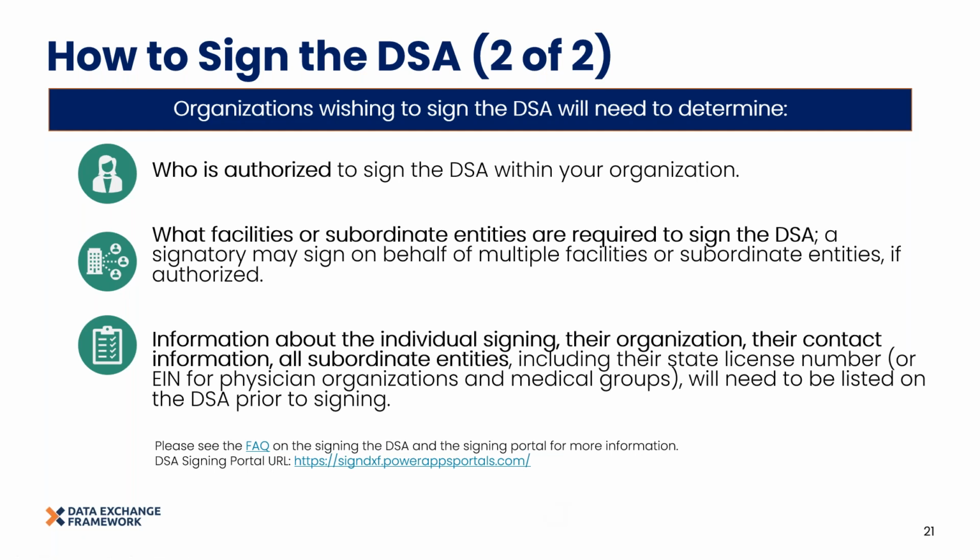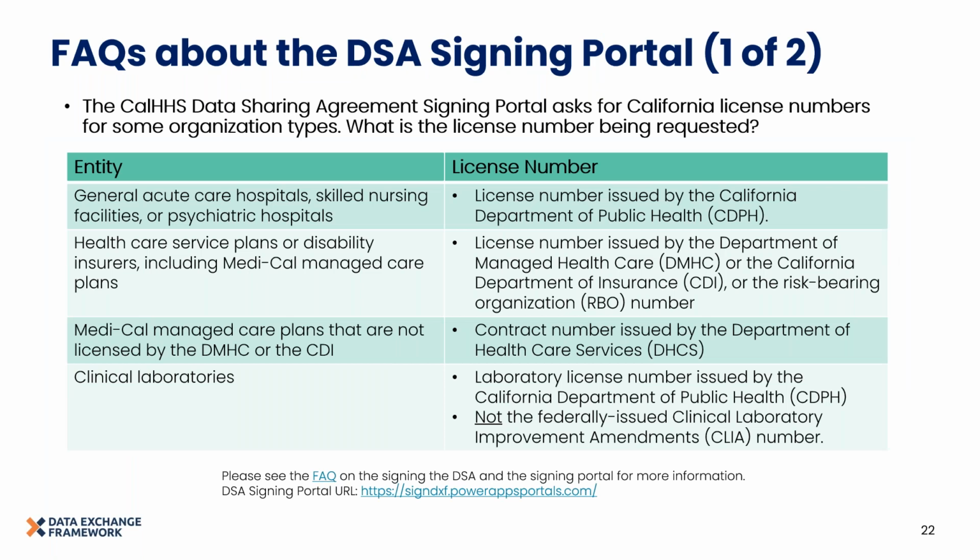The only two secret numbers you need are these: physician organizations and medical groups would enter the EIN or the tax ID number, and that becomes the unique identifier for them. Or hospitals, health plans, etc., would list their license. And so that's the most common question. Next slide, please. What license are you referring to?